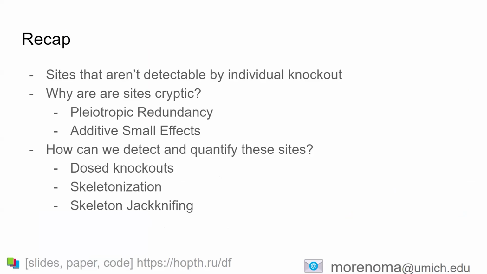So to wrap up here, we covered a lot, so I'll just briefly recap it. We defined cryptic sequence complexity as sites that are contributing to the functionality of a genome but aren't detectable through individual knockouts. We talked about 2 reasons why sites might be cryptic: because of additive small effects and because of pleiotropic redundancy. And we used a Jenga metaphor to get some intuition for those 2 possibilities. And then we introduced 3 different techniques to try to characterize and quantify this type of cryptic structure within a genome.